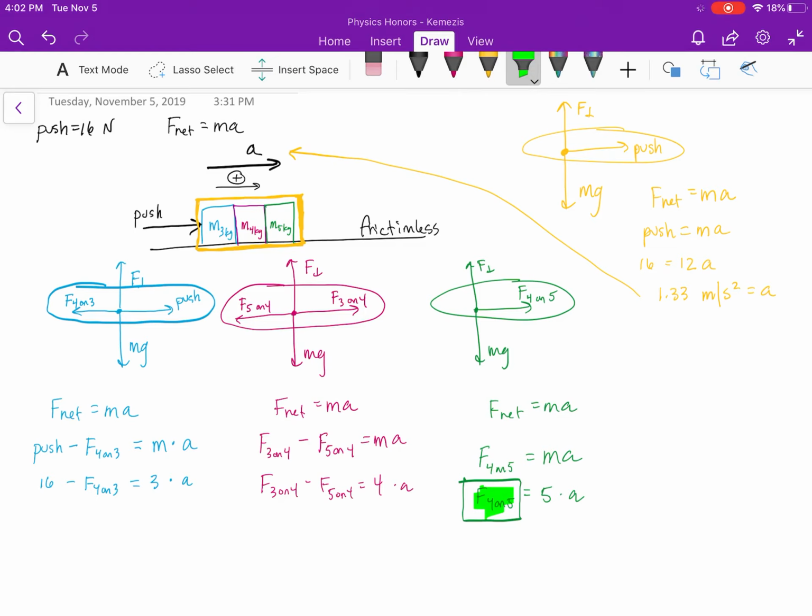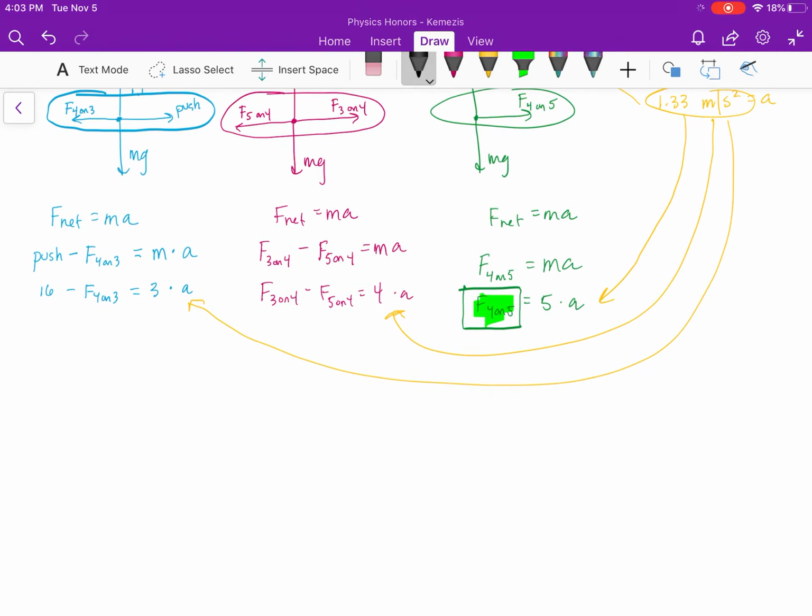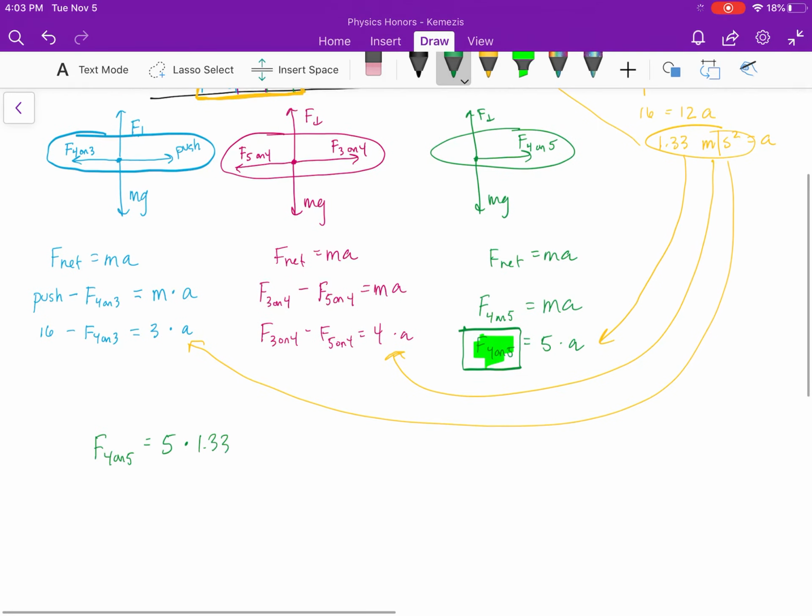So we're going to use this equation, and now that we solved for the acceleration, I can plug in this acceleration to any of these A's in here because all of these A's are in the system that are moving at the same acceleration. So if I want to solve this first question, I'm just going to keep colors consistent, right? F4 on 5 is equal to 5, because that's the mass of that object, times the acceleration of 1.33. And that gives us an F4 on 5 of 6.65 newtons.